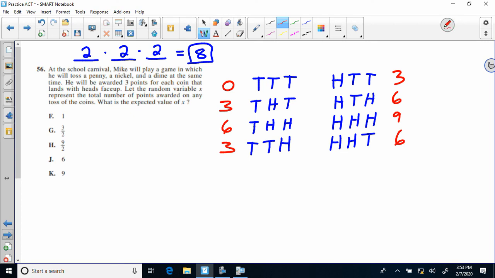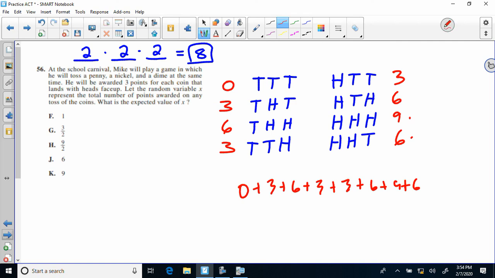So to do this problem, it says let the random variable x represent the total number of points awarded on any toss of coin. What is the expected value of x? We're going to add up all of our points and see what we get and divide it by how many options there were. There were 8 outcomes. So you're going to do 0 plus 3. I'll write it 0 plus 3 plus 6 plus 3 plus 3 plus 6 plus 9 plus 6.